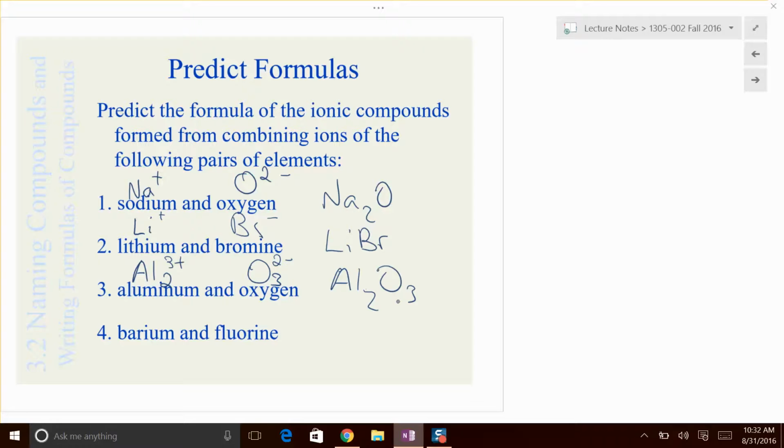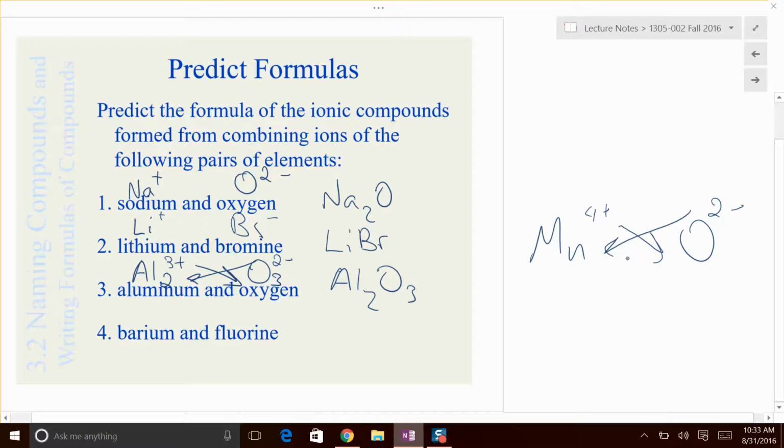They have to. Okay? So, you do the switchy thingy. That's a very technical term. The switchy thingy, okay? So you're going to switch those charges down. That works. Every time that works. But what you have to realize is that sometimes you need to reduce the formula. So let's say you have Mn4 plus and you have O2 minus. They're coming together. So I switch the charges down.